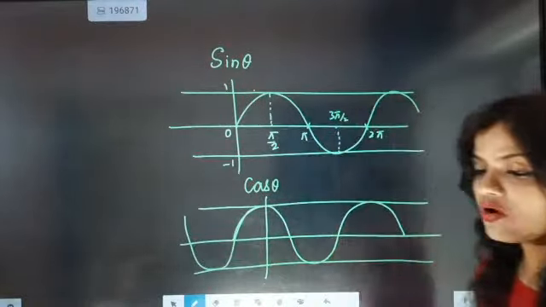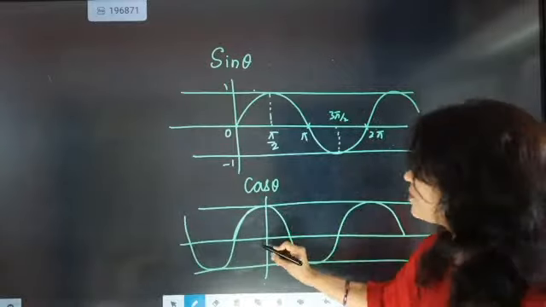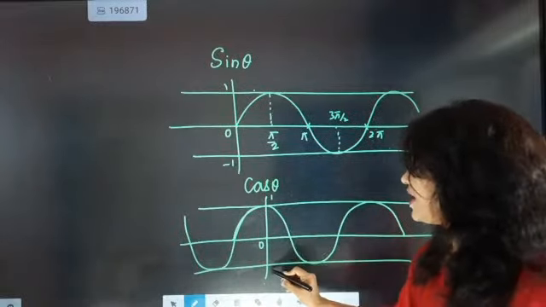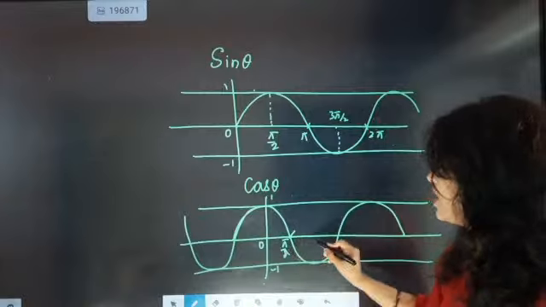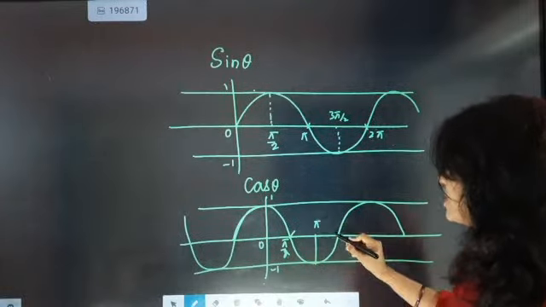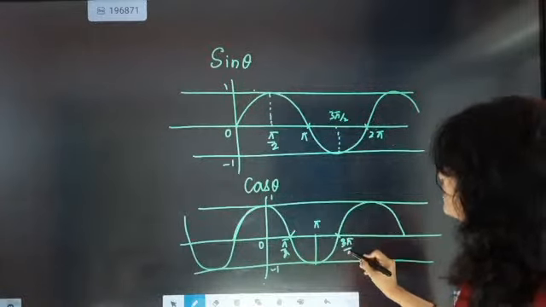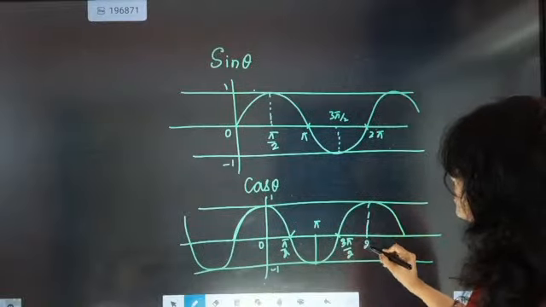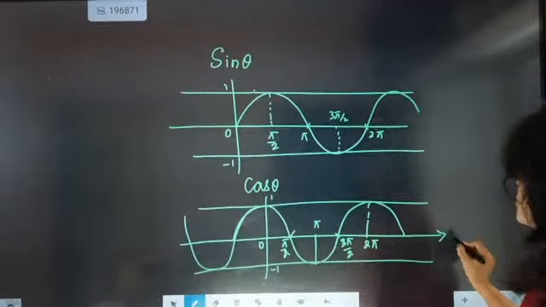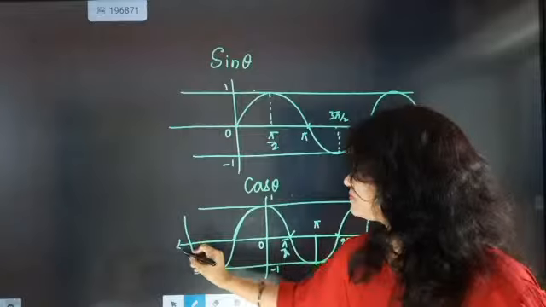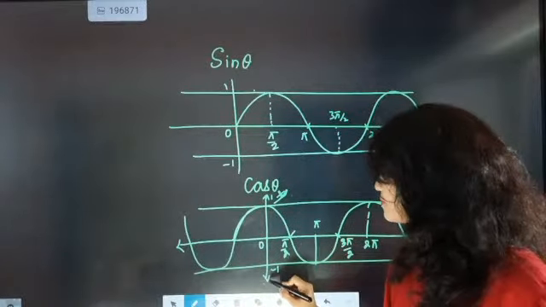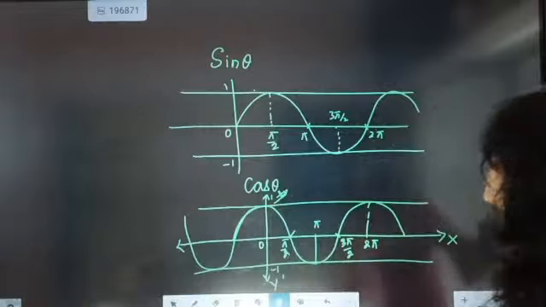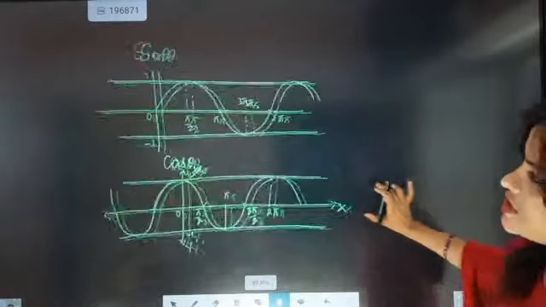When you are drawing the cos graph, one thing you must remember, cos of 0 is 1. And here it will be minus 1, and cos of 90 will be equal to 0, and then 180 will be minus 1, and then 270 will be 0, and 2 pi will be exactly again 1. So this is about cos. Fine. So this is about sine theta and cos theta graph.